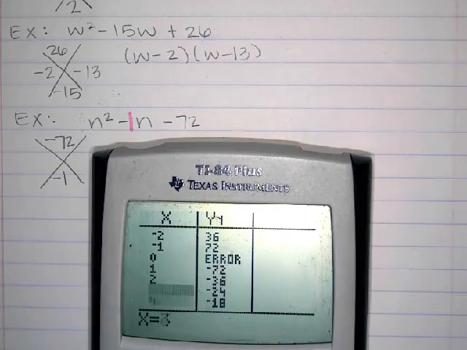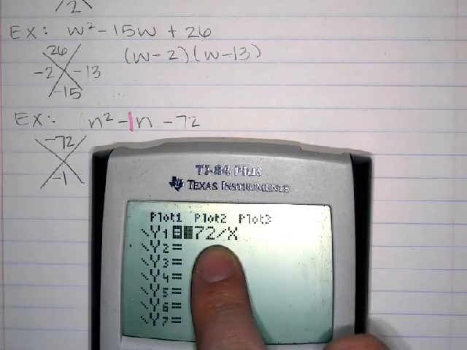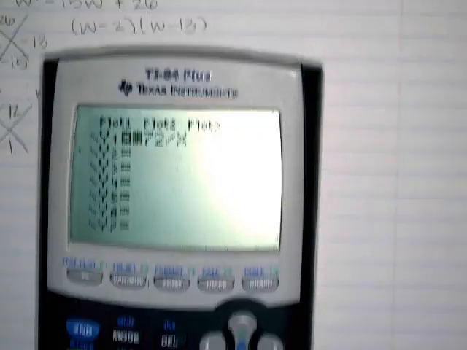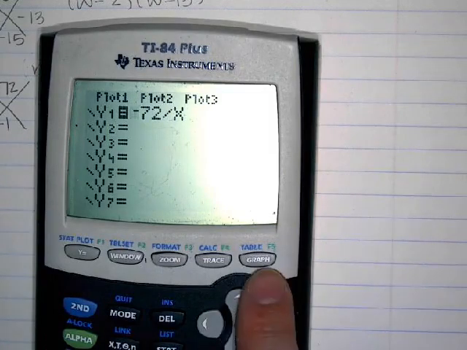3 and negative 24 adds to negative 21. Are you guys finding the numbers? You just got to scroll until you find it. So we start with the y equals. We type negative 72 divided by x. Are you able to type this part? And then to get to the next screen, you hit the blue button, second, and then you hit the graph button. Second graph.